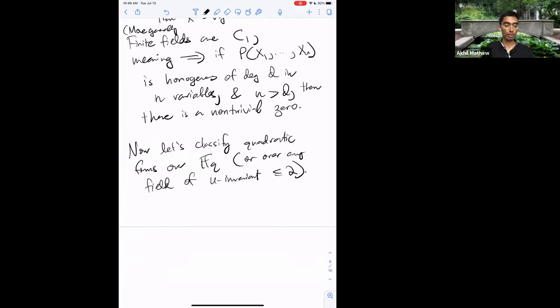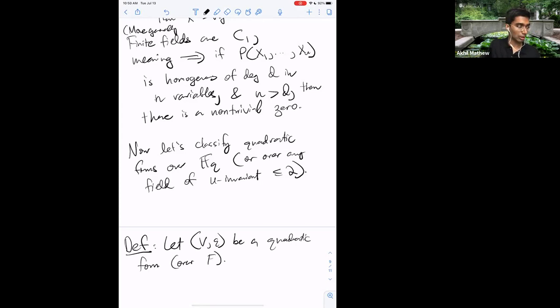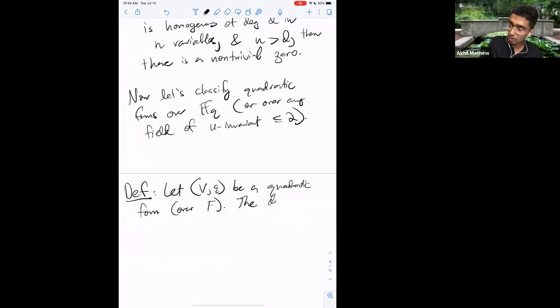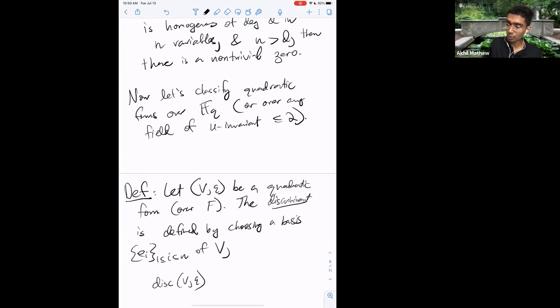If you have a quadratic form and you want to understand what it is up to isomorphism, then the first invariant is the dimension, which works over any field. But there's another invariant that you can write down pretty easily, which is called the discriminant. So let's make the following definition. Let (V, Q) be a quadratic form, and this is going to work over any field F. The discriminant is defined as follows. First you choose a basis e_i of V, and the discriminant of (V, Q) is exactly the determinant of e_i dotted with e_j.